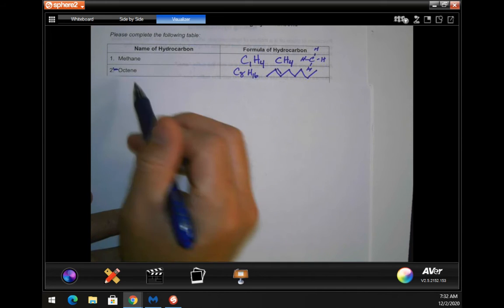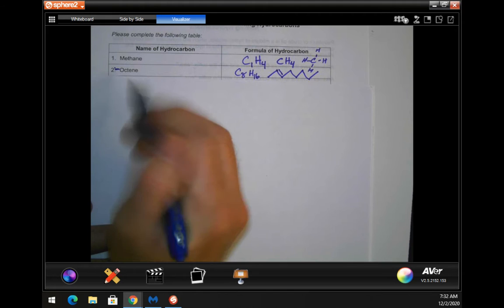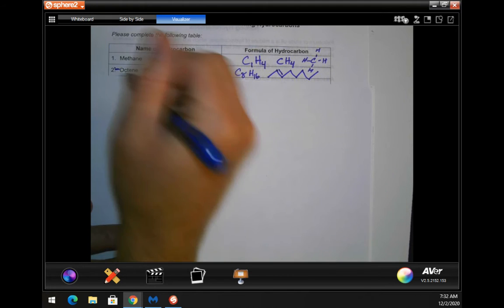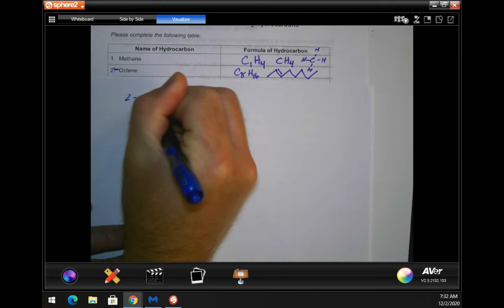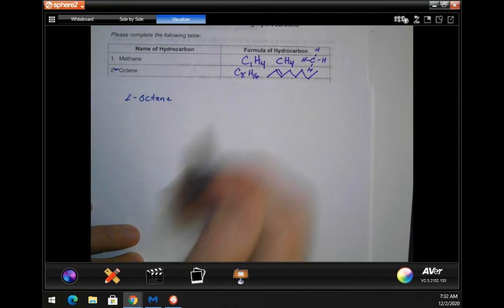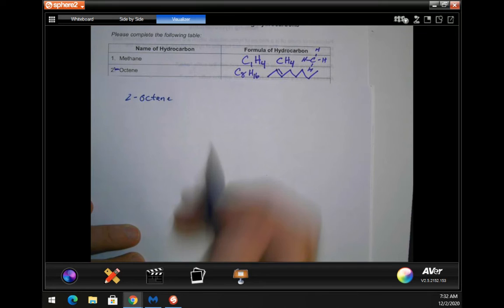So if you're given the name, in this case it says 2-octene. One of the things I taught you guys in the very first unit was etymology, breaking down words. In chemistry, it's the same thing.